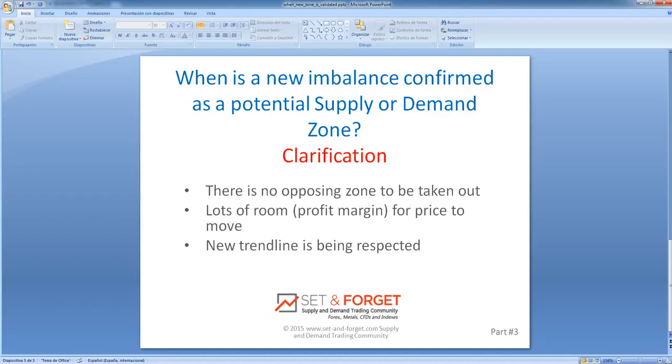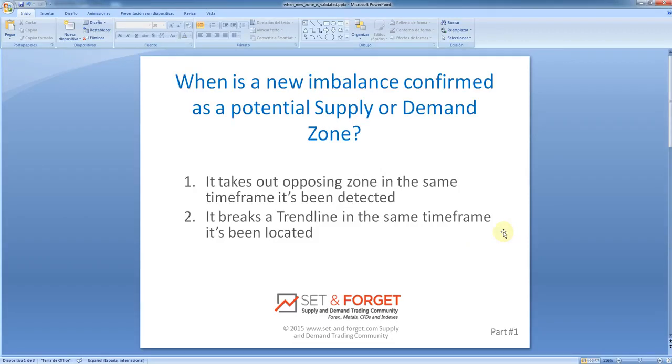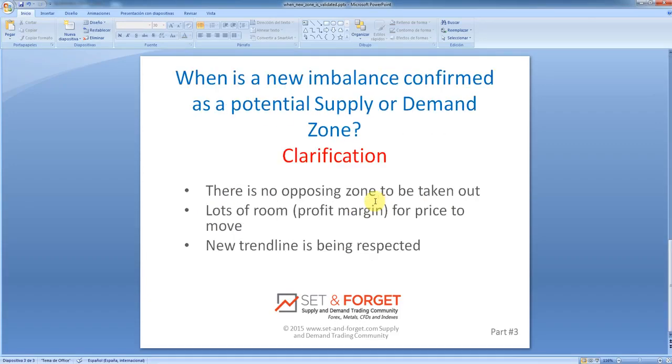Let's talk about a clarification over here about when a new imbalance is confirmed as a potential supply demand zone. We have these two main rules. The first reason why a demand area or a zone is valid is because it takes out its opposing zone in the same time frame where it's been detected, or either that or that it breaks a trend line in the same time frame it's been located.